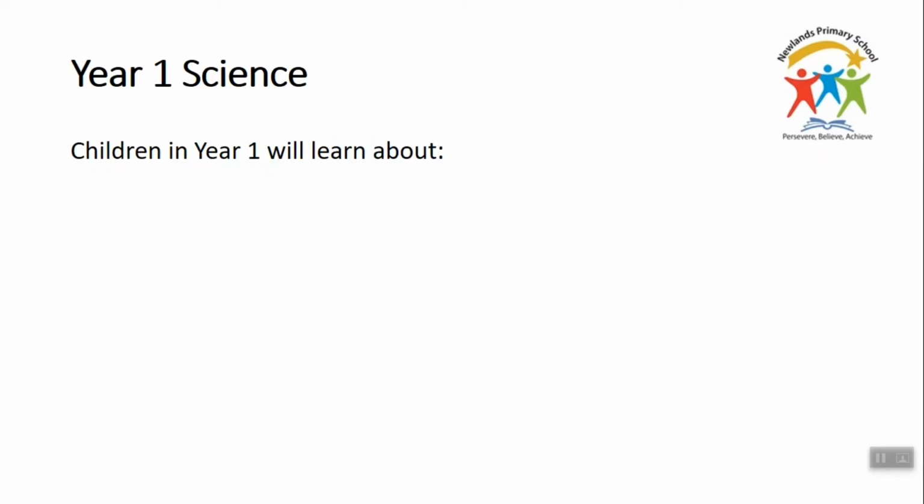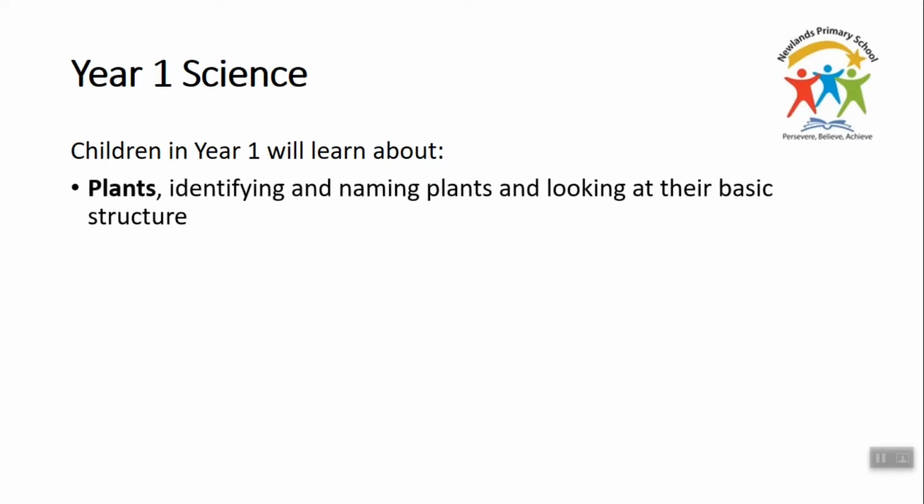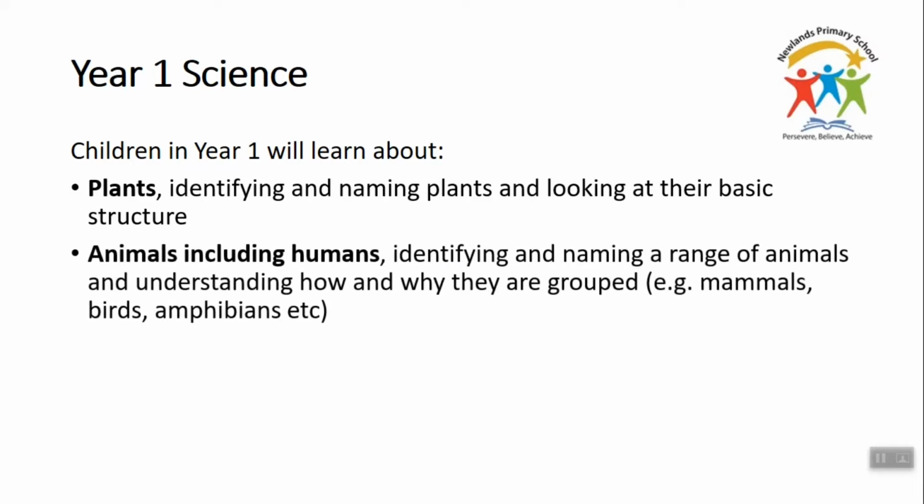Year 1 Science. Children in Year 1 will learn about these things. Plants. They'll identify and name plants and look at their basic structure. Roots, leaves, stem, flowers. Animals including humans. Identify and name a range of animals and understand how and why they are grouped, looking at mammals, birds, amphibians, insects, fish.